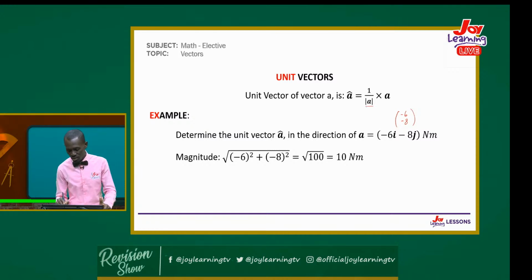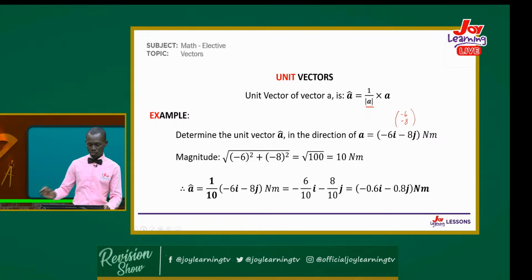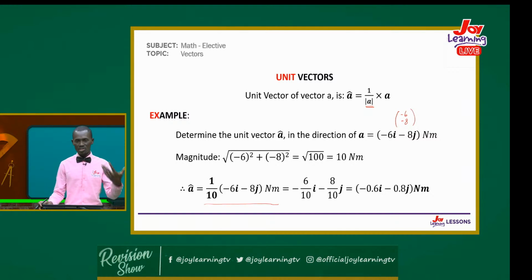We have been able to deal with the magnitude part. That is the A with the 2 lines by it. That's the modulus, the magnitude. Now we need to multiply, which is the second thing we're going to do, by A. So we're just going to substitute. The unit vector A will be 1 divided by 10 multiplied by negative 6i minus 8j. You could leave your answer simply this way and you're okay. If you intend to simplify it further or you're demanded to do so, then you may. So negative 6 on 10i minus 8 on 10j, which effectively in decimals will be negative 0.6i minus 0.8j all Newton meters. So this is the unit vector of the vector negative 6i minus 8j.